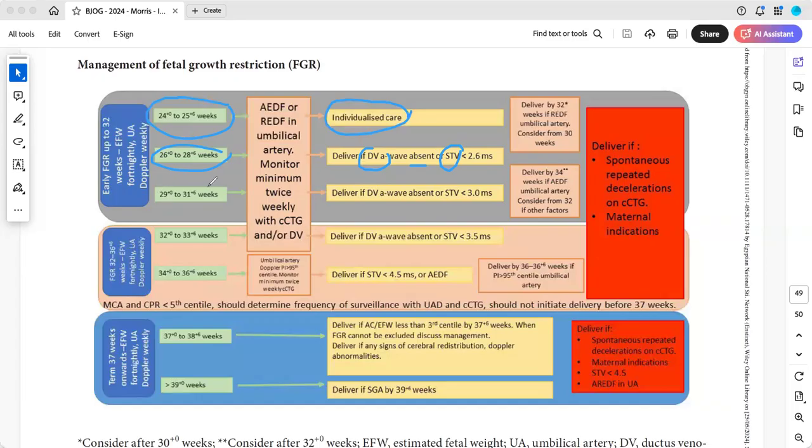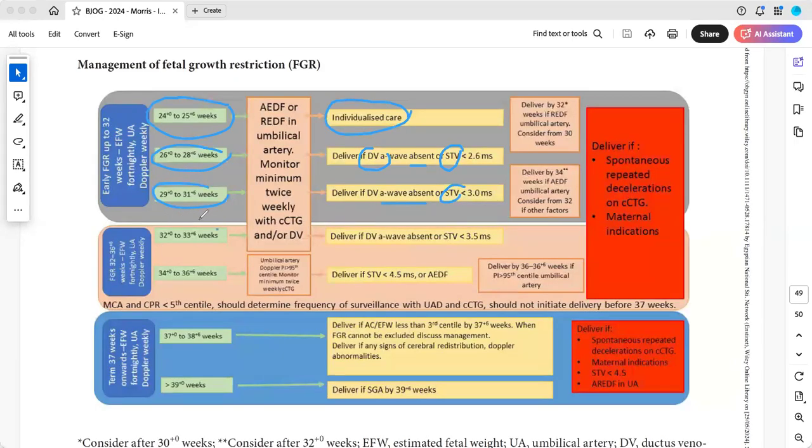If the small for gestational age is discovered at 29 up to 31 plus 6, I'm following the same follow-up, but I will take the decision for delivery if the ductus venosus a-wave is absent, or the STV is now less than 3.